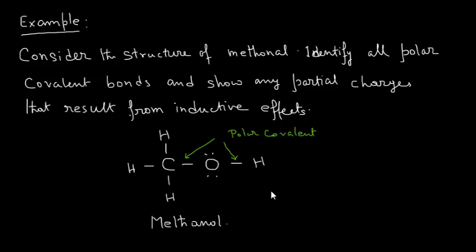And the inductive effect. To show the inductive effect, the shift will be towards the oxygen atom, so it will be drawn in this way, and due to this inductive effect the partial charge will be formed here. Oxygen will have delta minus, carbon will have delta plus, and hydrogen will also have delta plus.